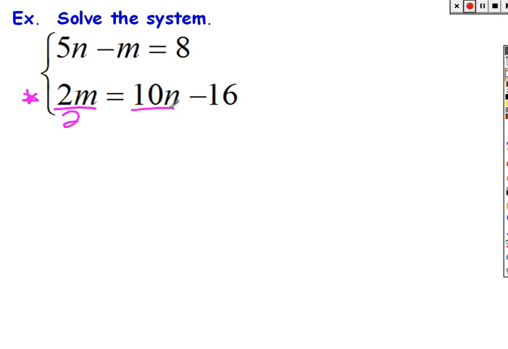So what I do to the left, I do to the right. I'll divide by 2. So if I divide everything by 2, make sure you're dividing that term with the n and the 16. Both of those need to be divided by 2.